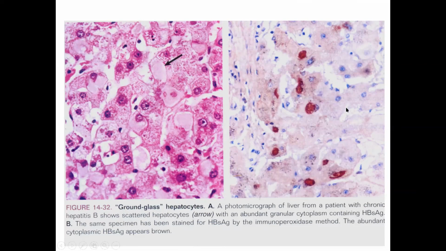You go ahead and do HBs antigen stain, and we do have a stain against the hepatitis B surface antigen, and it's going to light up, as you can see. The brown color is where the hepatitis B surface antigen are.